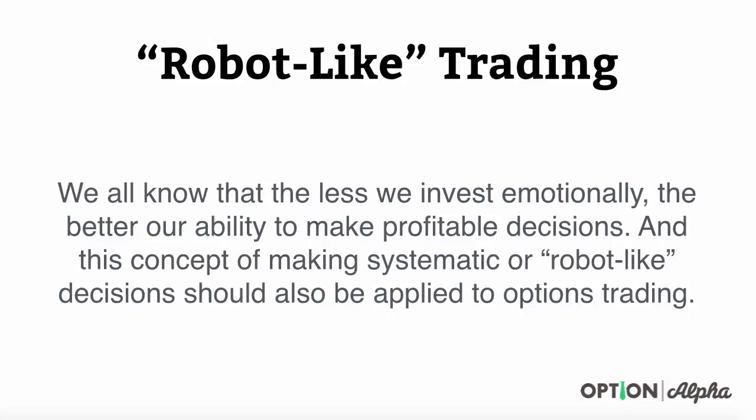And I just use the word robotic, but I've heard other people say mechanical, systematic, whatever word you want to use. The whole concept here is that we all know that the less we invest emotionally, the better our ability to make profitable decisions becomes, right? This whole idea that we get scared and fearful and greedy at certain times during the market. And if we can remove our emotions and make smarter decisions by looking at things from a different angle, we end up being more successful in our trading. And I know I found this every time that I implement a strategy to automate something or systematize something, I become more successful long term. And again, this concept of making systematic or robotic-like decisions should always be applied to options trading in particular.